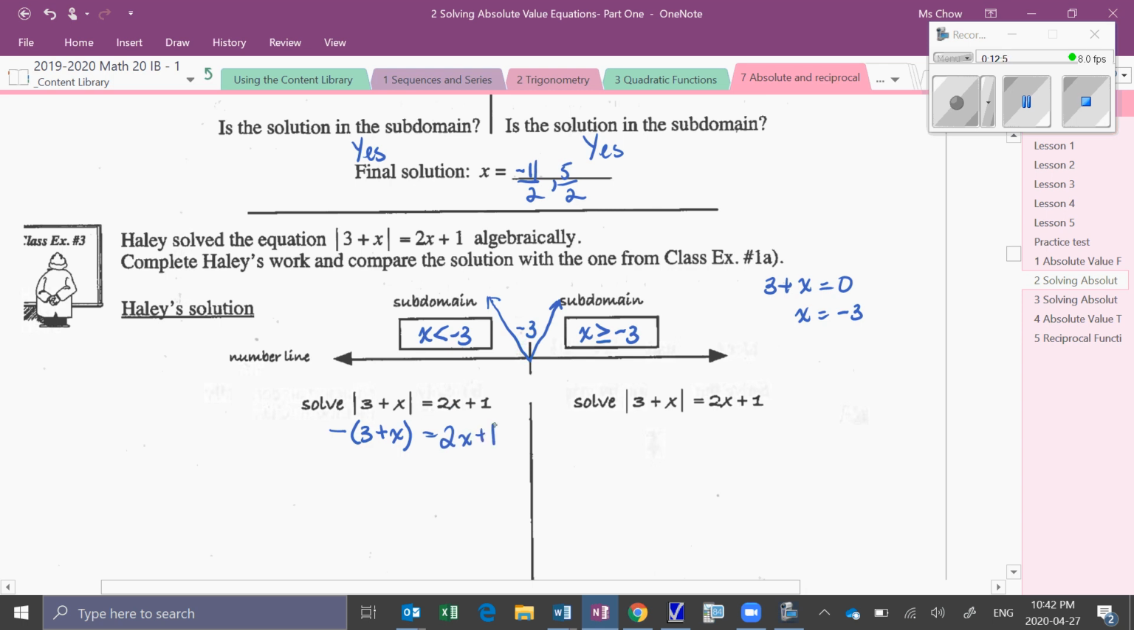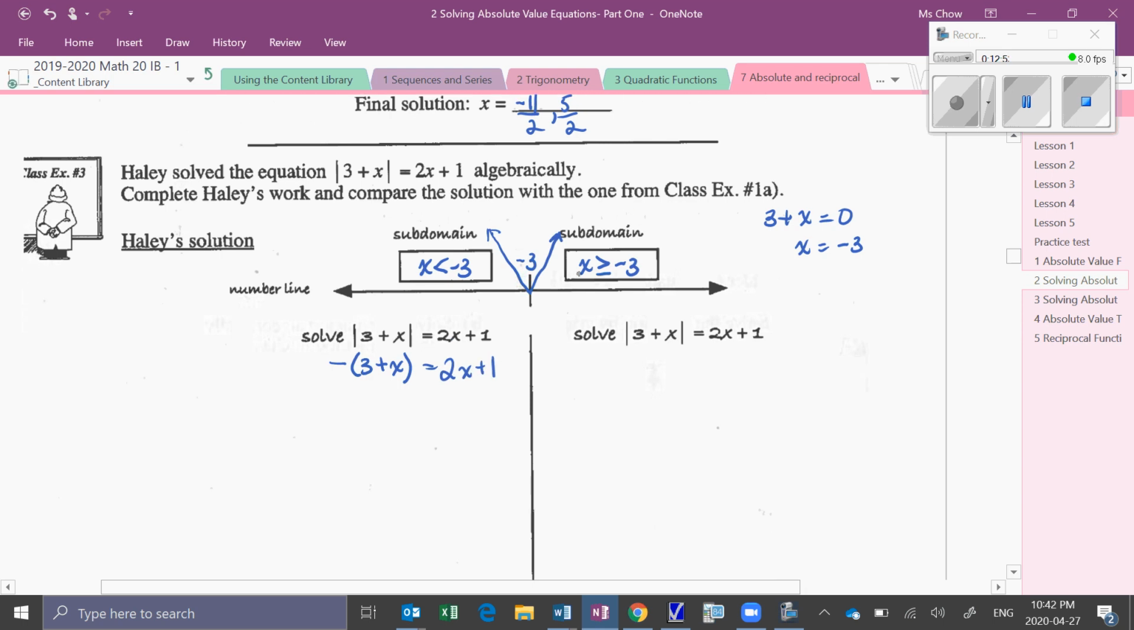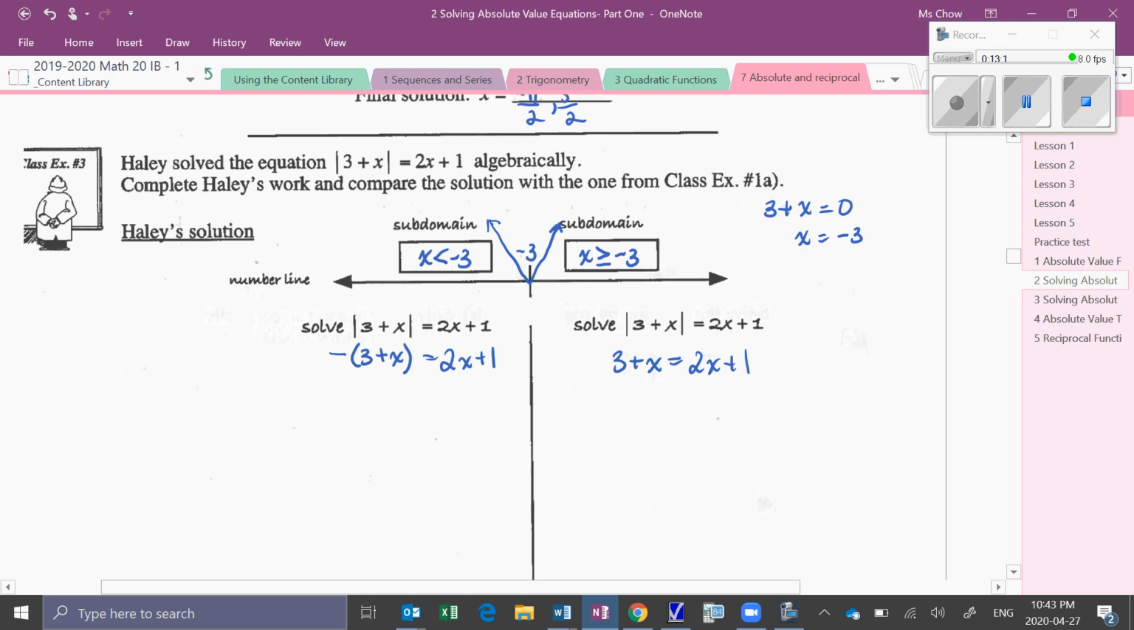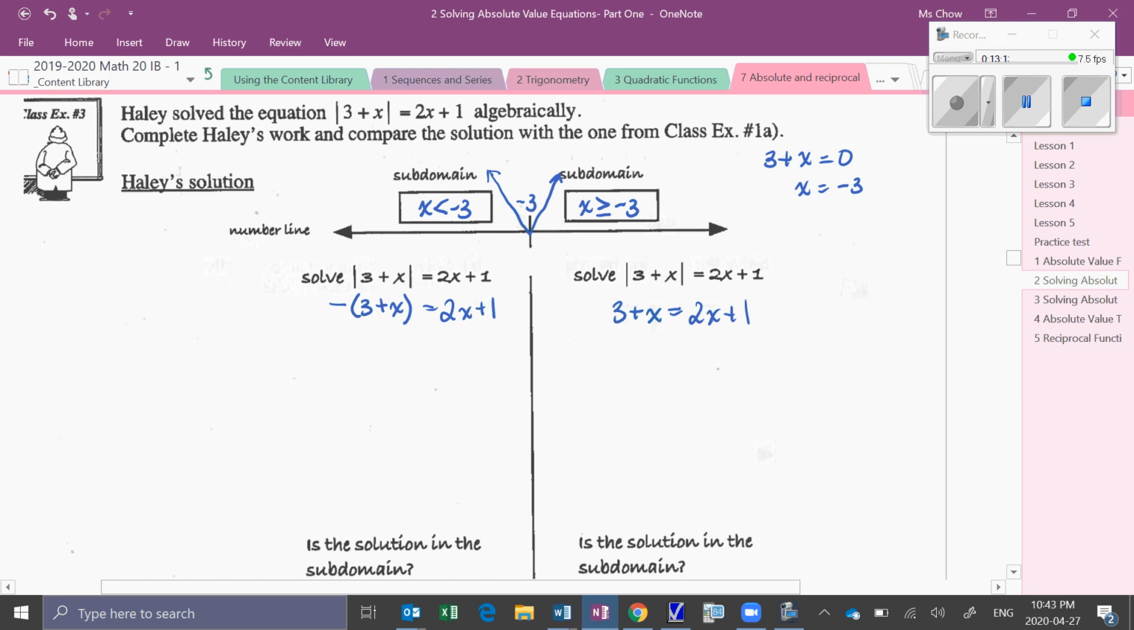And so we can go ahead and solve that on the right side of that subdomain. So when x is greater than or equal to negative 3, the slope is positive, so it's just the positive of that, which is simply 3 plus x is equal to 2x plus 1. So go ahead, hit pause, and see if you can figure out what those two solutions are and whether or not they belong within the subdomain, and that will define what our solution or solutions are.